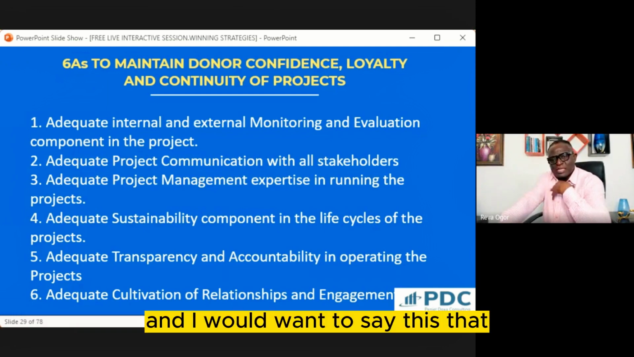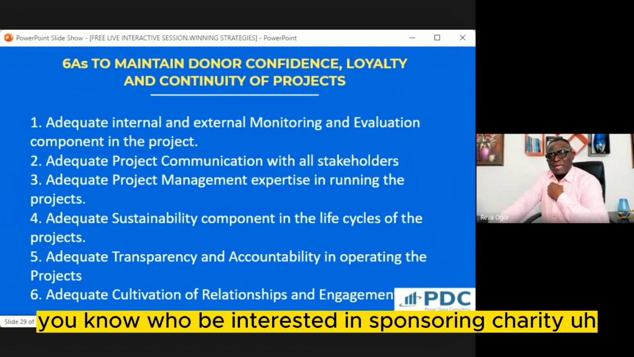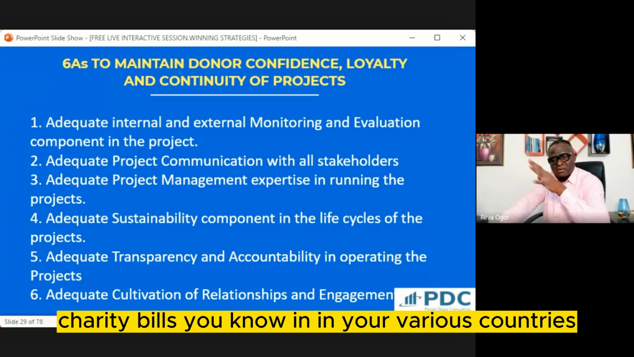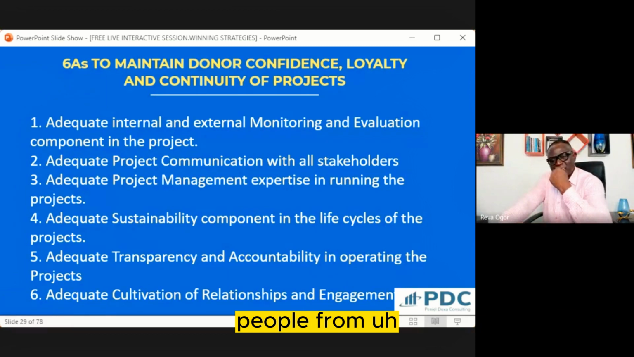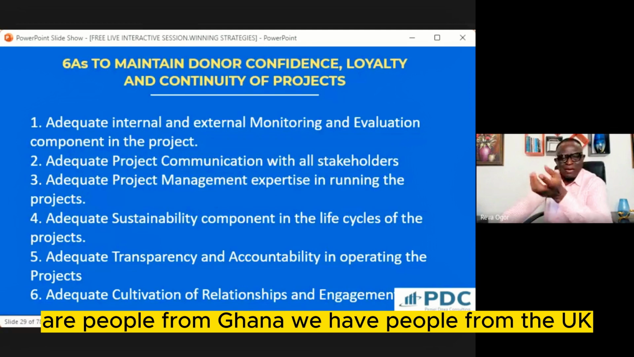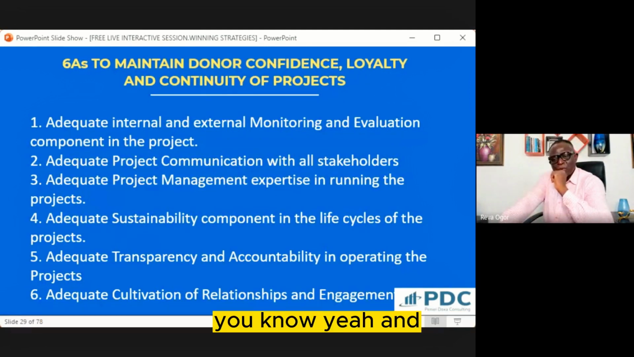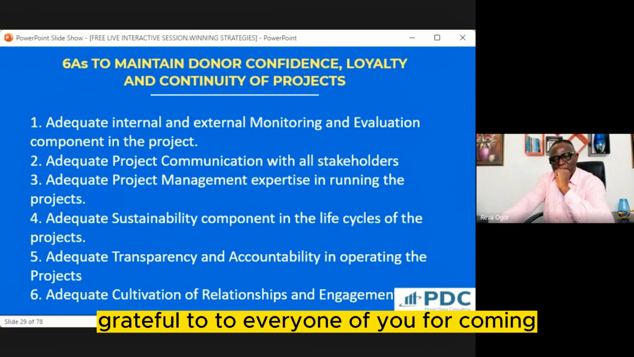And I would want to say this, for those of you who will be interested in sponsoring charity bills in your various countries. We have South Africans here today. We have people from Swaziland here. We have people from Nigeria here. We have people from Ghana. We have people from the UK. I greet all of you, and I'm really grateful to every one of you for coming.